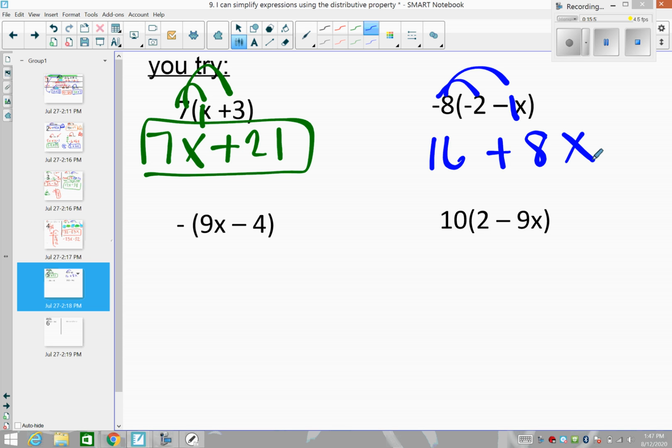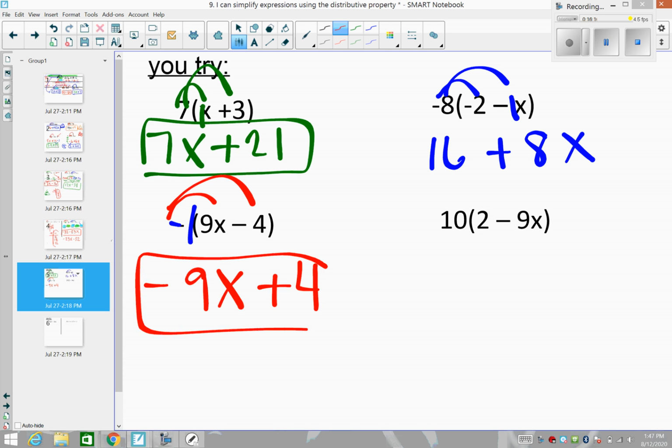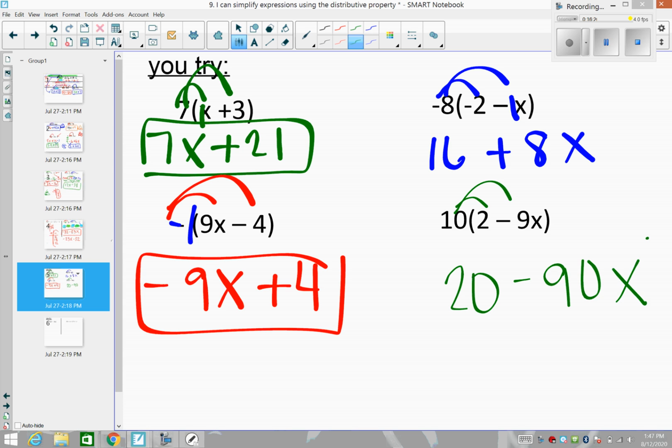The next problem. Put a 1 here. Distribute. Negative 9. Put the x back. Plus 4. Unlike terms, done. Hopefully we're 3 for 3. Next problem. Multiply. Multiply. Put the x back. Hopefully we are 4 for 4. Combine like terms. All right.